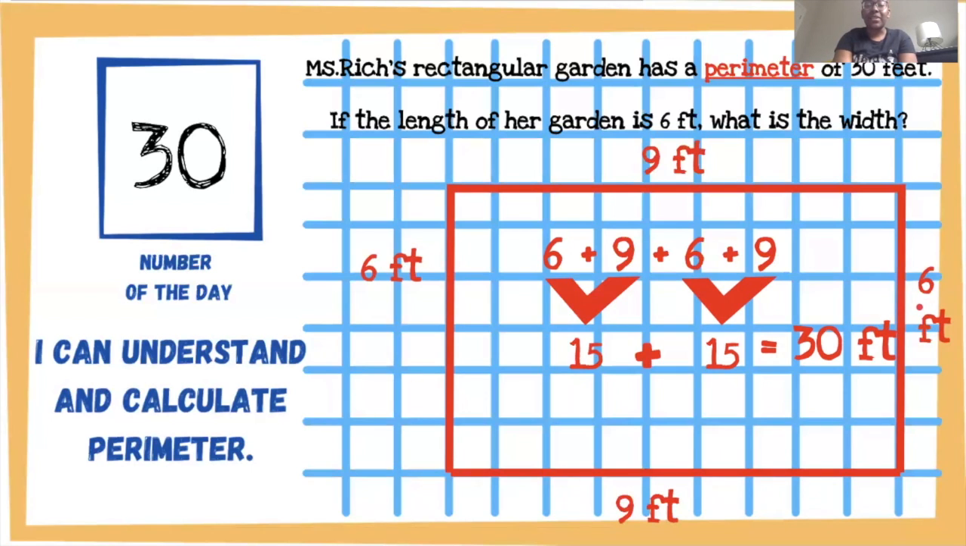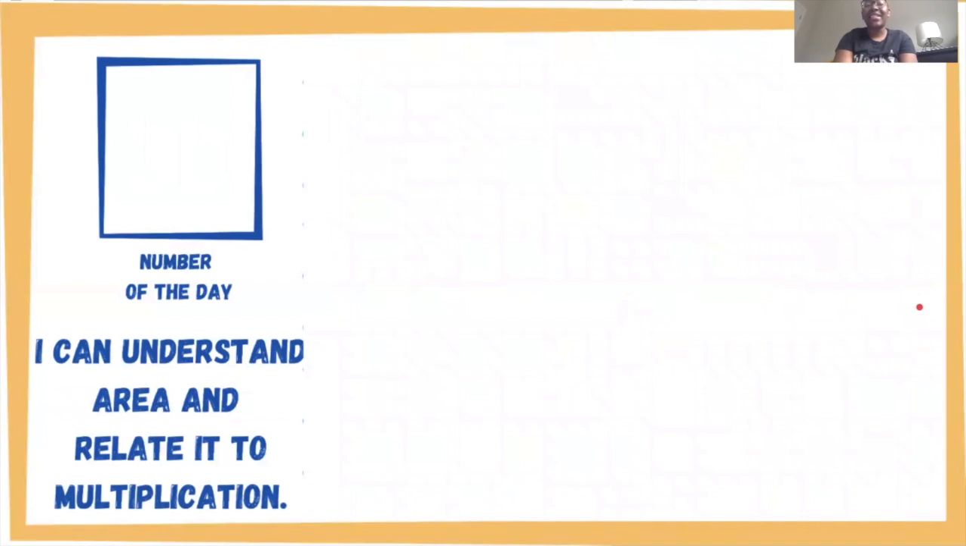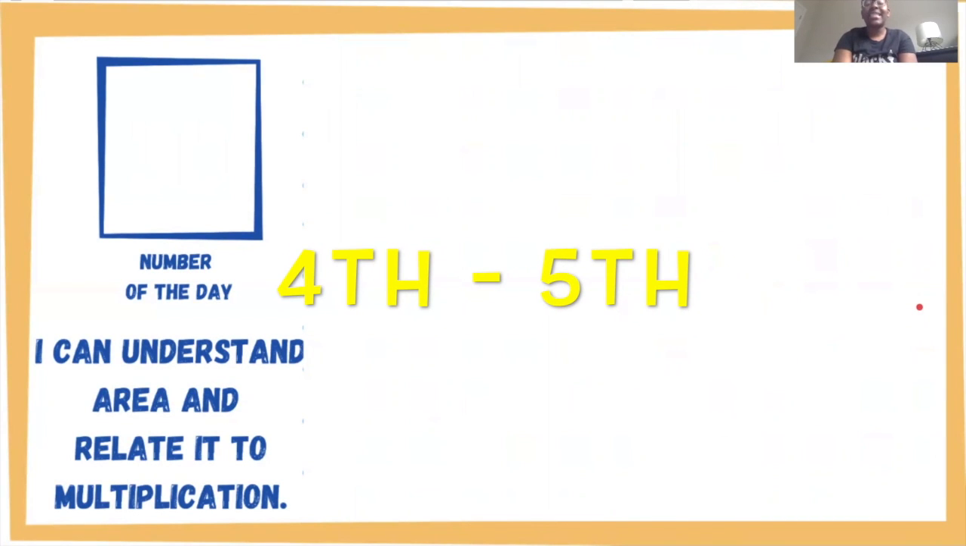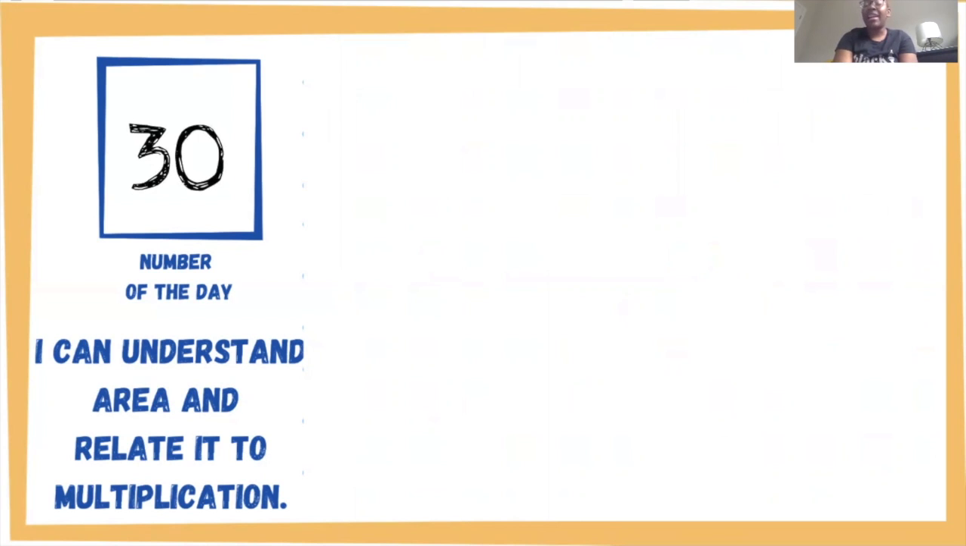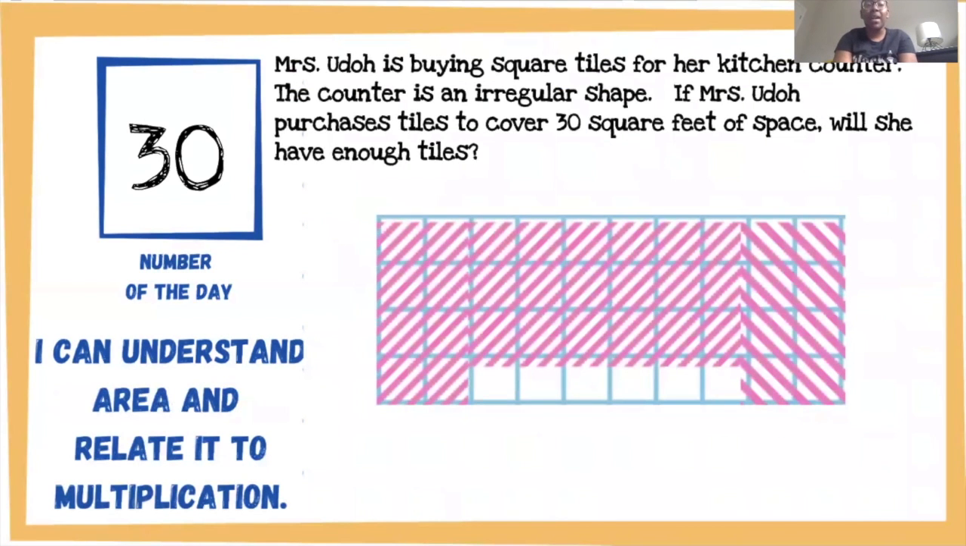Great job, middles. All right, senior scholars, it's your turn. Today, we are going to look at the area of a composite figure. And our number of the day is also 30. Here is your problem. Mrs. Udoh is buying square tiles for her kitchen counter. The counter is an irregular shape. If Mrs. Udoh purchases tiles to cover 30 square feet of space, will she have enough tile?